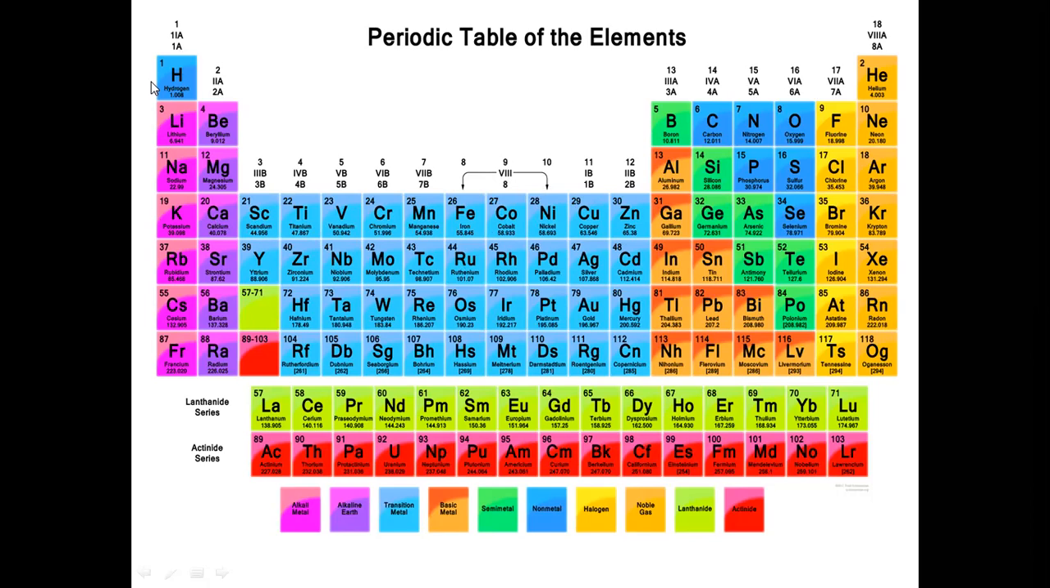So what is the horizontal distribution? How many rows are there? 1, 2, 3, 4, 5, 6, 7. We call them the periods. So there are 7 periods and 8 groups, 8A group and 8B group. So this is the first classification of the elements according to their group and the period.